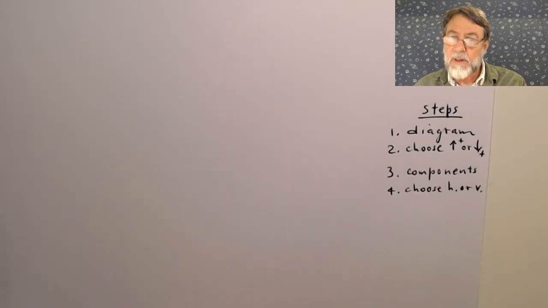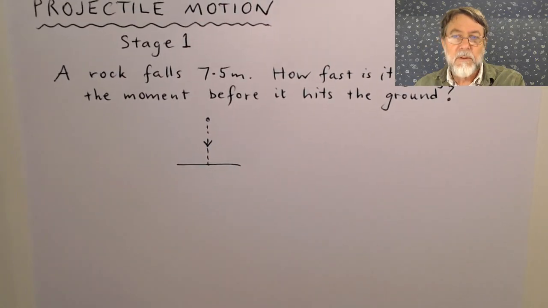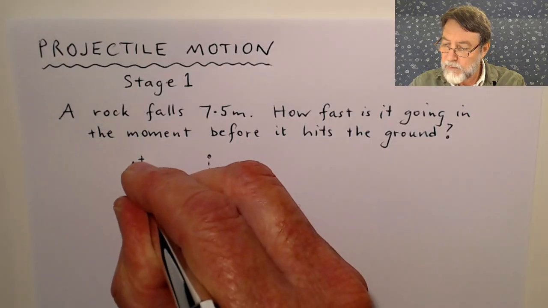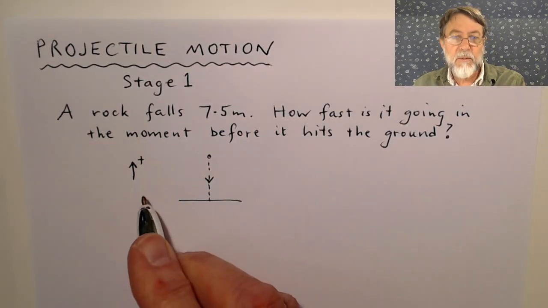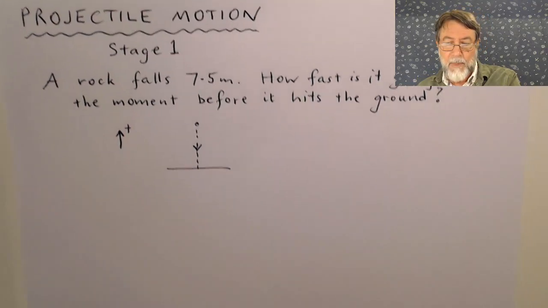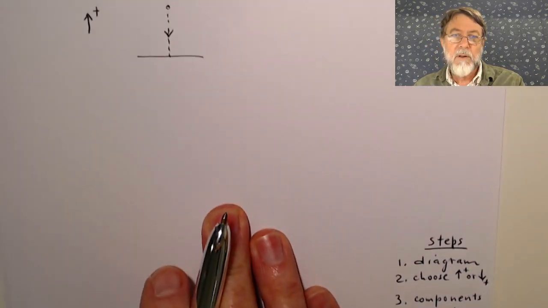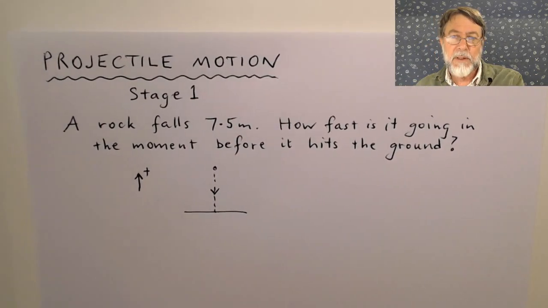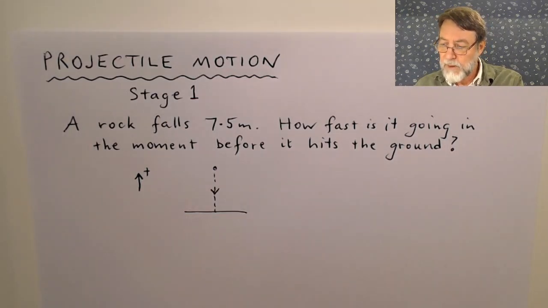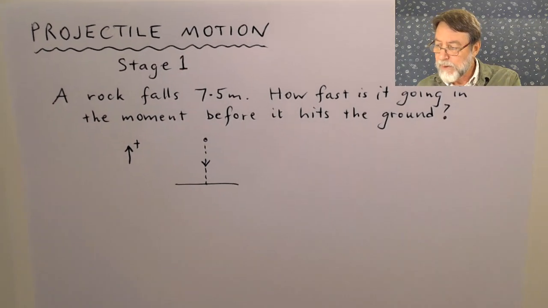Step 2. Which way will we say is positive, upwards or downwards? I'm going to choose upwards as positive. It doesn't really matter which way I pick, as long as whichever one I pick, I stick with it. Step 3, components. Now that's components of initial velocity, which doesn't really count here. This rock is starting from 0 velocity, both horizontally and vertically, so you can skip that one.